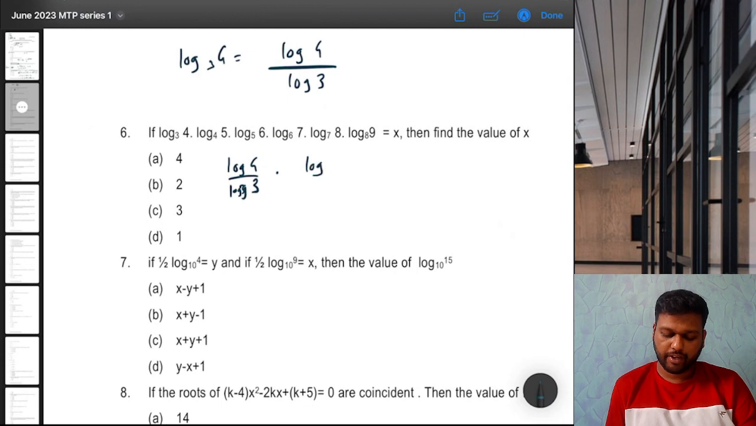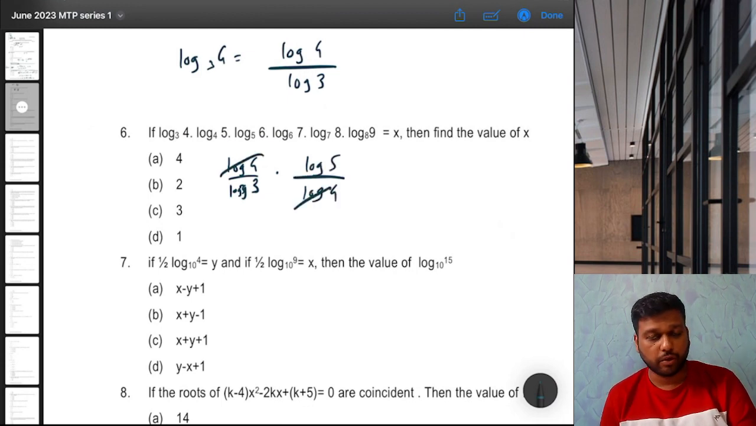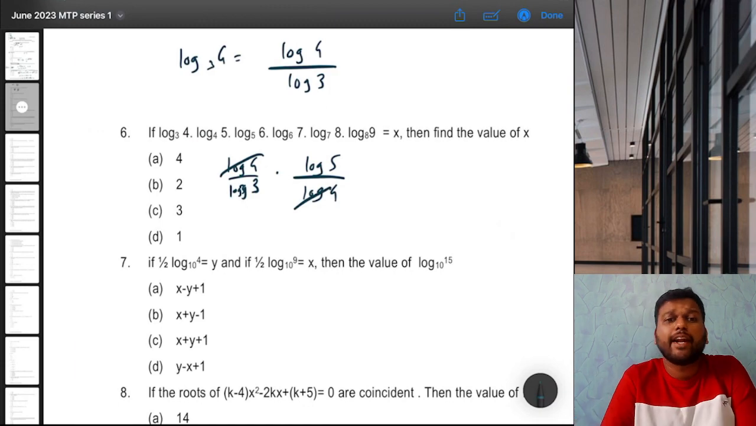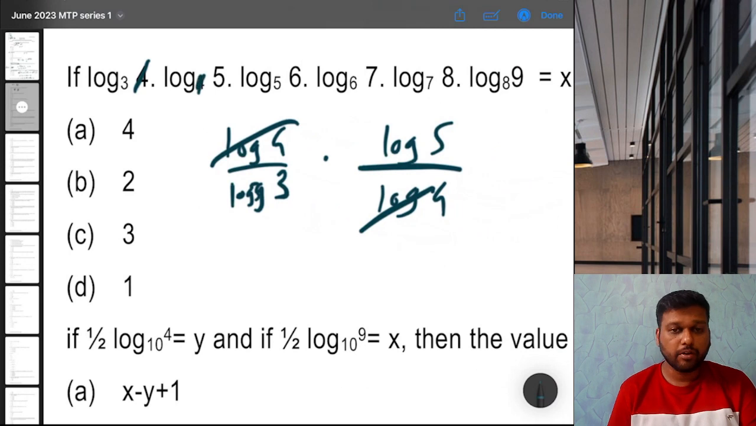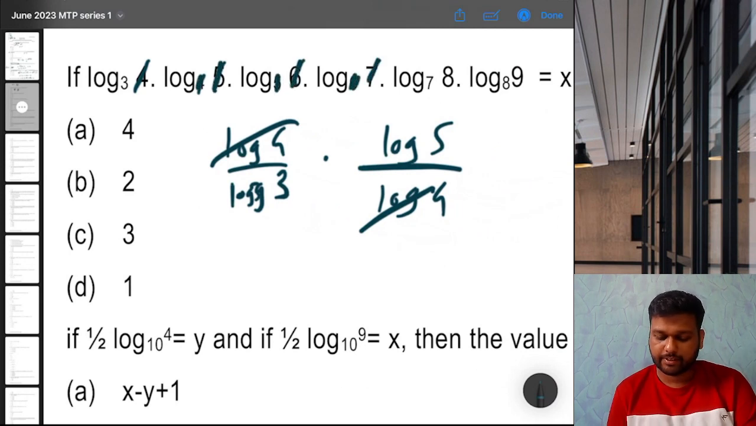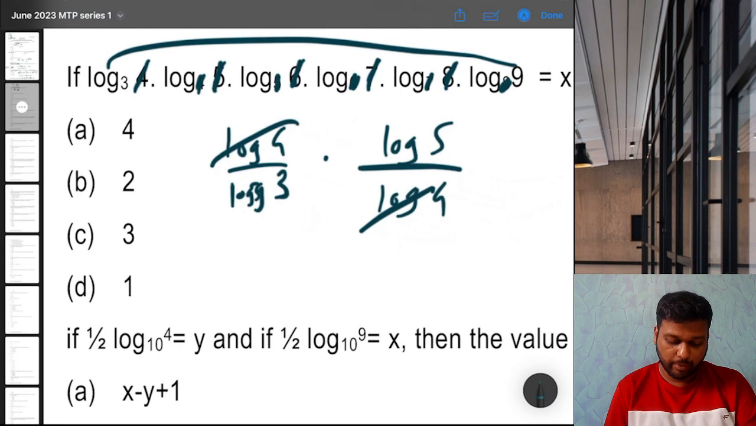So this will be log 4 by log 3. Then this will be log 5 by log 4. That means if you observe, 4 will be cancelled, log 4, log 4. So let's not write it. Why write it? Don't write it in the exam. Directly cancel. So this log 4 and this log 4 will be cancelled, this 5 and this 5 will be cancelled, 6, 6, 7, 7, 8, 8. So what is remaining? Log of 9 to the base 3.